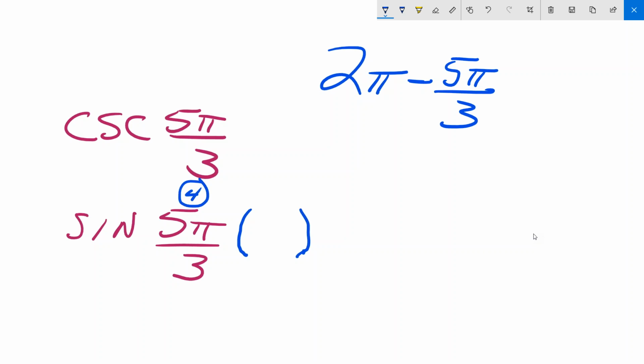Okay, do it. Okay. So what does 2 pi become? What does 2 pi become? Okay, so it's 6 pi over 3. Now you can subtract them. What do you get? Okay, so that's our reference angle.